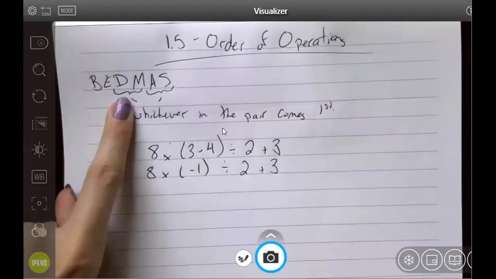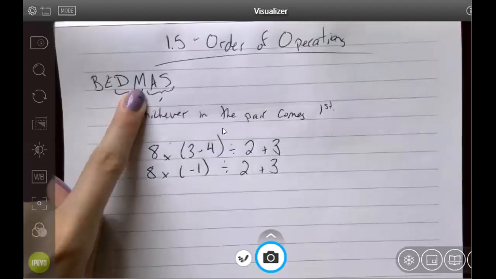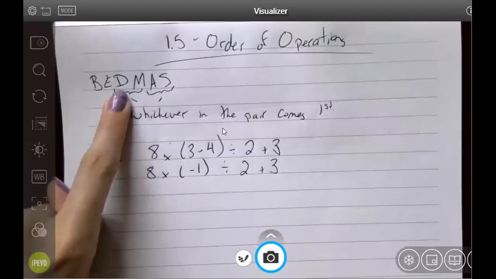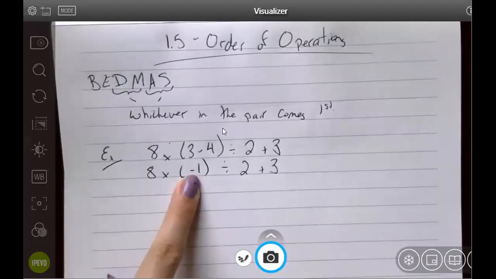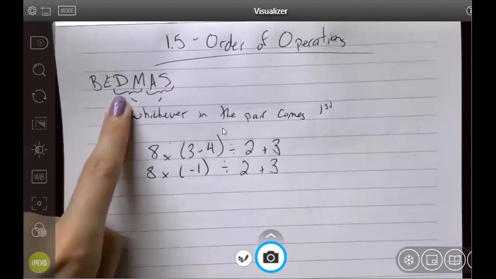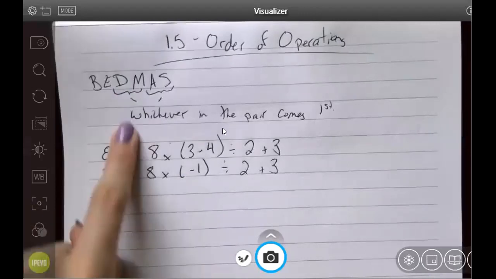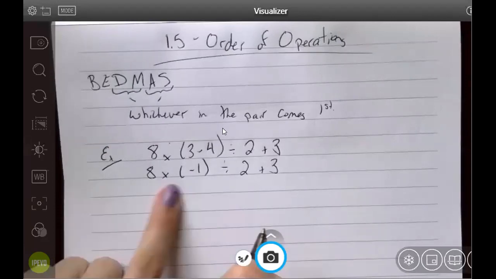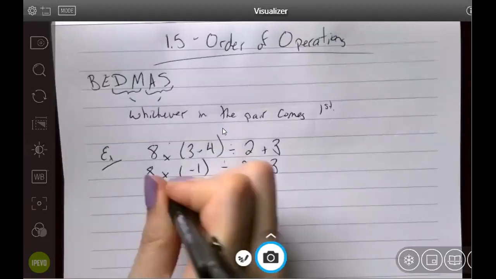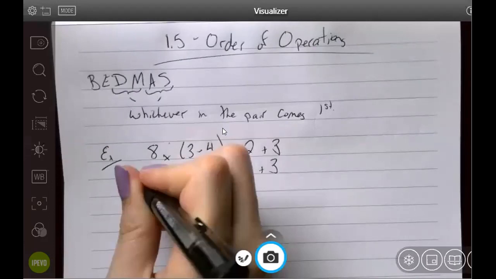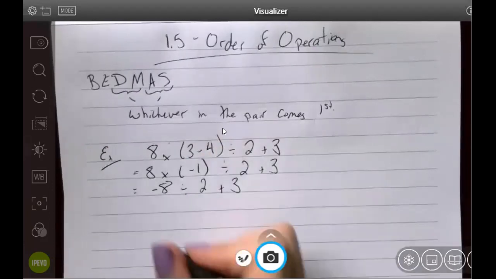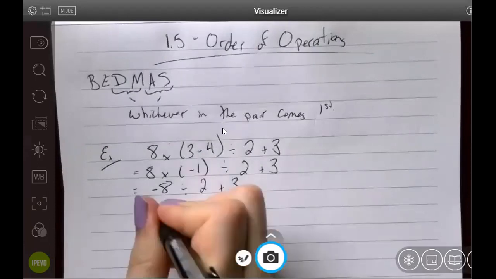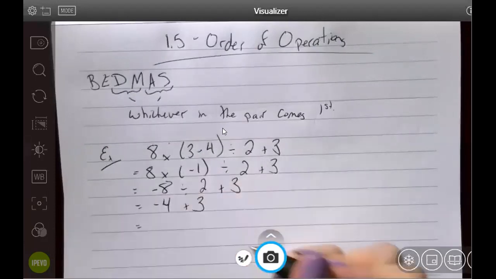And then we're on to division/multiplication. Now, even though the D comes first in BEDMAS, we're going to do multiplication first because it comes first in the equation. And when it comes to division or multiplication, we do whichever comes first. So I'm going to do the 8 times -1, which is -8. And then now I can do my division. And then the addition comes last. So my answer would be -1.